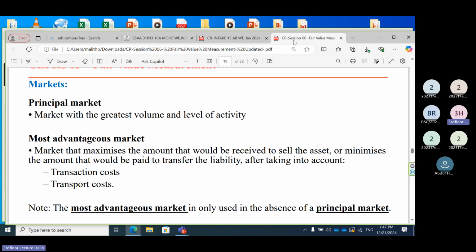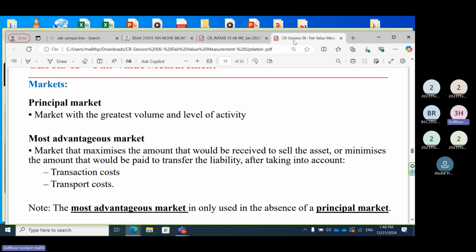And then this is the important factor. Make an exam again. Critical factor test. Once you are deciding your most advantageous market, you have to consider both transaction cost and the transport cost, right? To decide your most advantageous market. But after selecting your most advantageous market, the second step is, by using those values, you have to calculate the fair value. Once you are calculating your fair value, don't use the transaction cost.